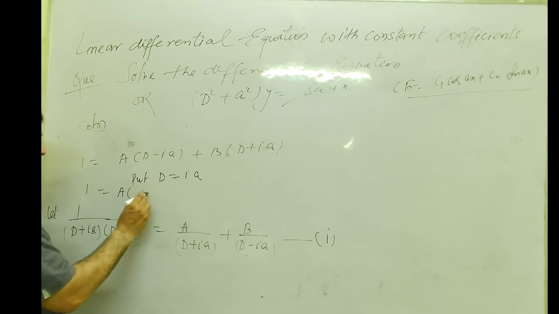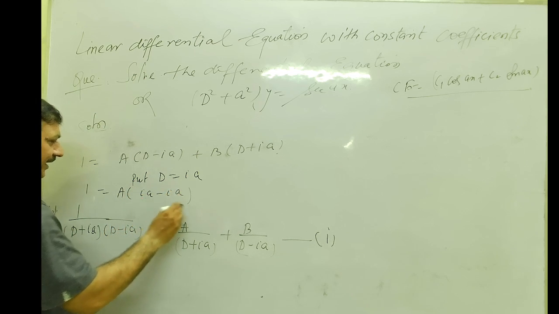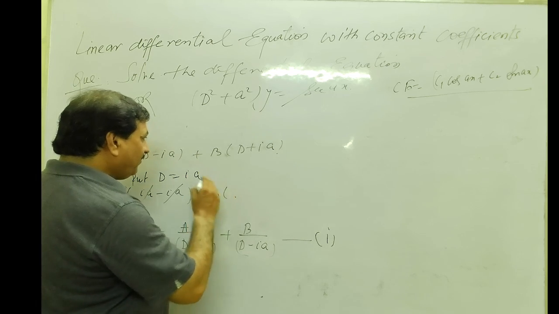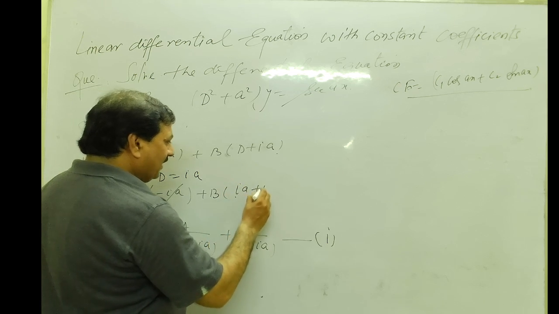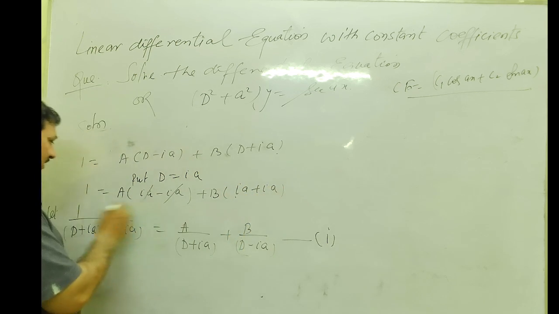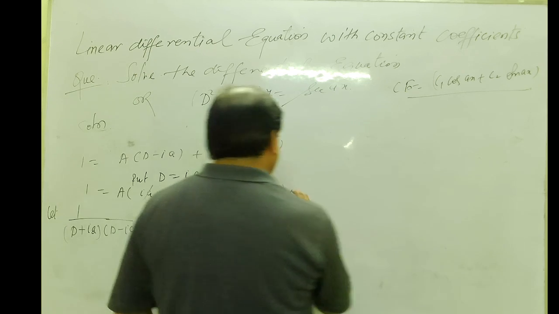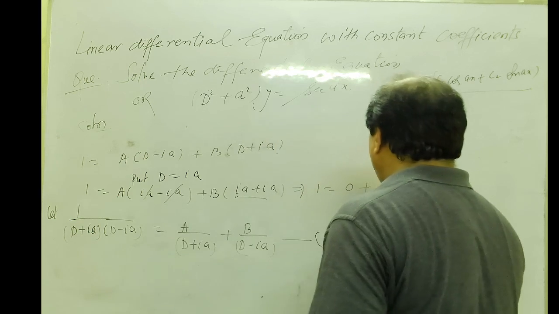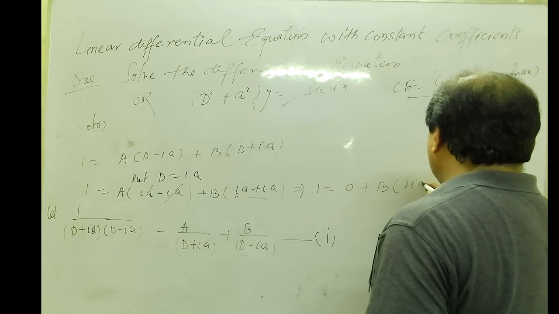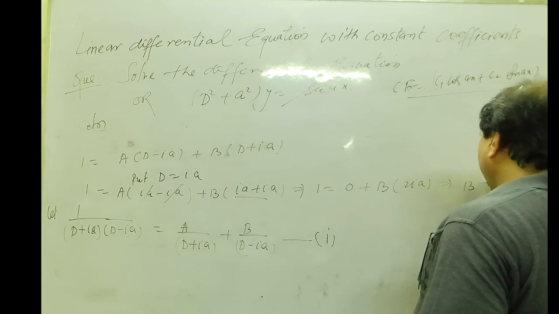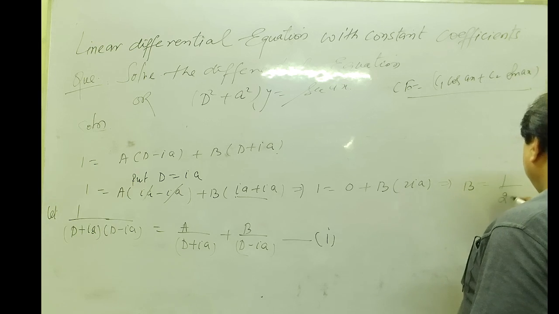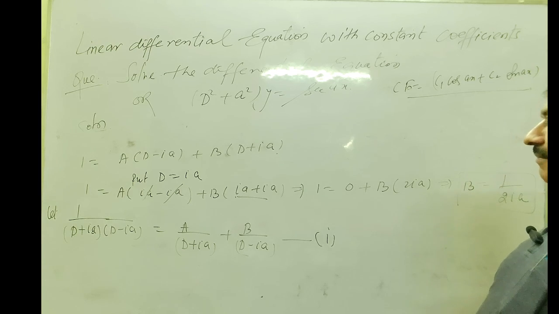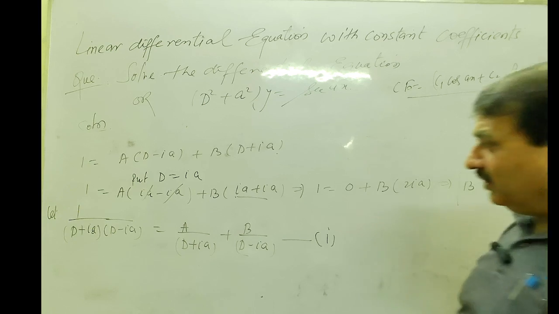Put D equals ia: ia minus ia cancels, meaning 0, and B(ia plus ia). This value is 0 plus B times 2ia, which implies that 1 equals B times twice ia. Finally B equals 1 upon twice ia. This is the value of B. Okay, my dear student, B equals 1 upon twice ia.